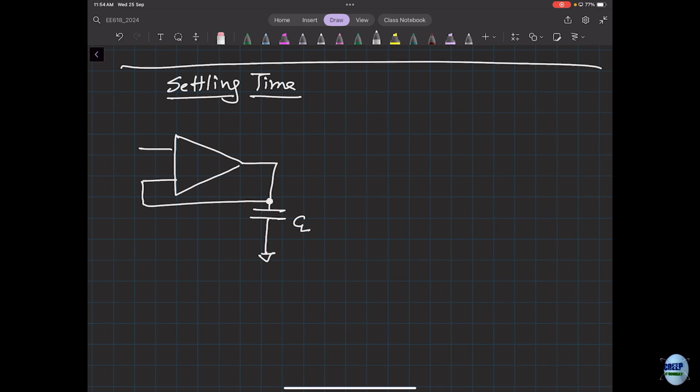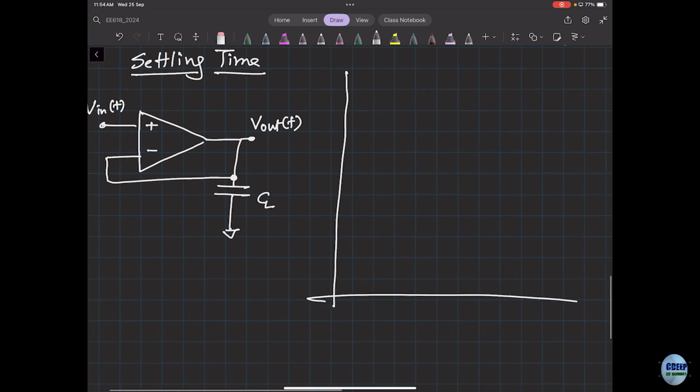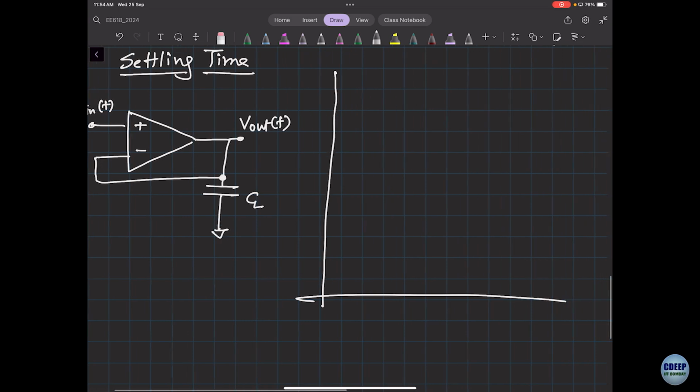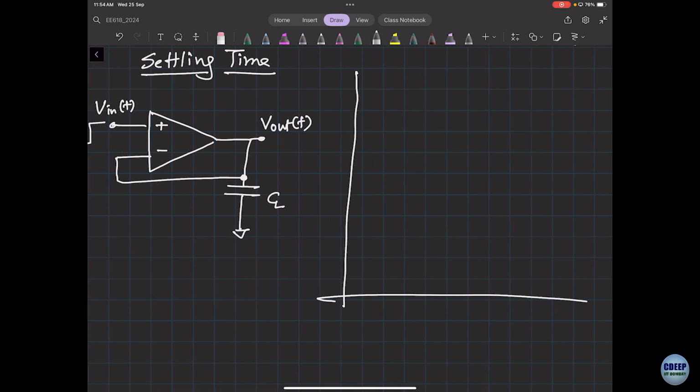This is my load capacitor, and this is Vin of T, and this is Vout of T. And what I'm going to draw here is, let's say your Vin changes instantly like this. Then what happens? What will be the first thing that will happen? Let's say Vin abruptly changes. Shivaji, what's the first thing that will happen? Let's say Vout is zero because the previous condition was Vout was zero, and suddenly Vin changes. Current will? Yeah, we just learned. What is that condition called? Slew.